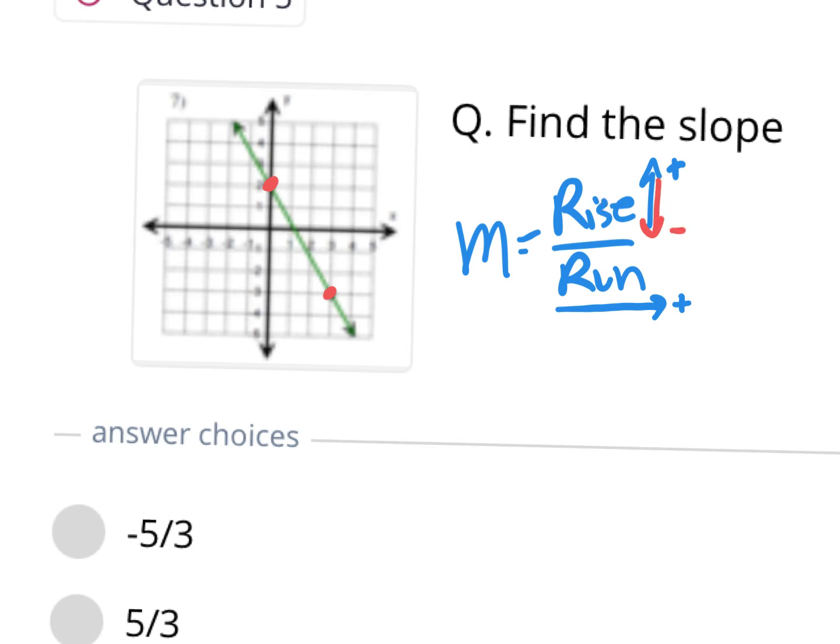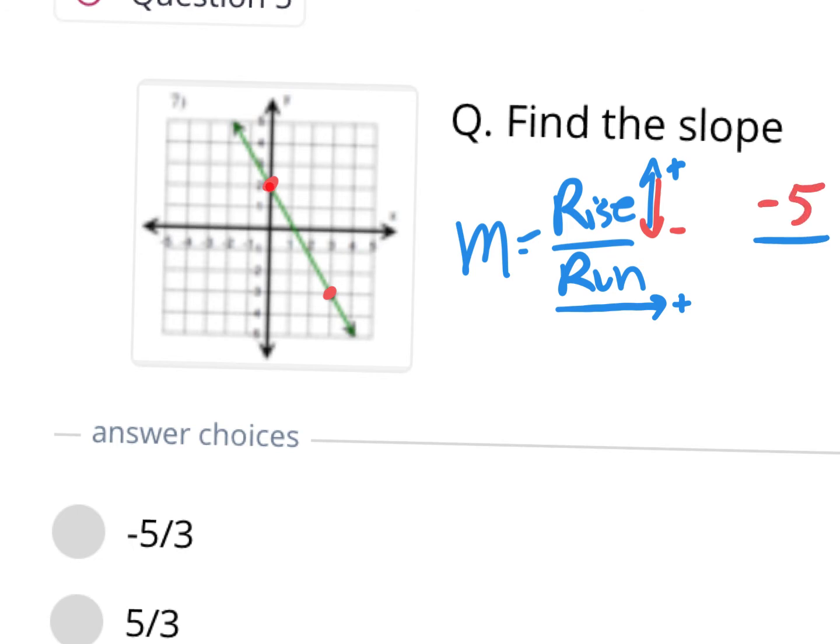So how much does it go down from one level to the other level? From this level up here at this red dot to this level down here at that red dot, how much does it go down? It goes down 1, 2, 3, 4, 5. So negative 5 is the rise. So here's my fraction. Negative 5 is the rise.